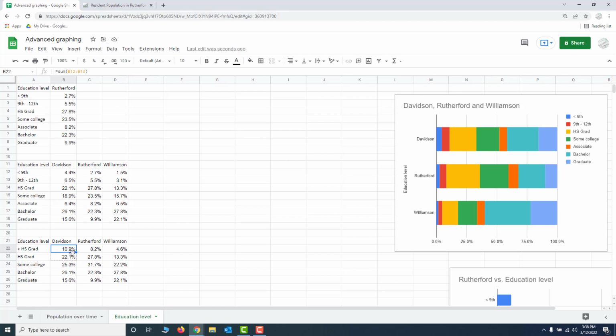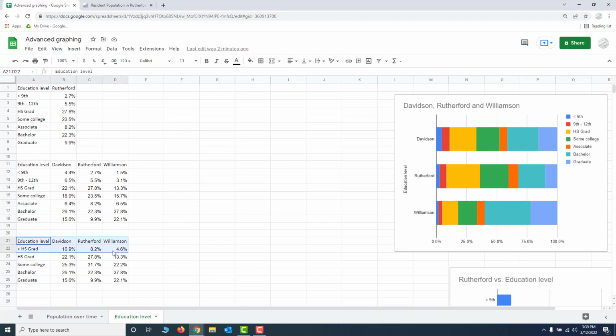Actually, I didn't copy it down the column because some of these work a little bit differently. But I was able to copy it horizontally across the row, and it did the same thing for Rutherford and the same thing for Williamson. So anyway, the point is I used some Excel, some spreadsheet functions to quickly collapse the data into just 5 categories instead of the original 7. So now I have less than high school graduate, a high school graduate, some college. That would be people who went to college but didn't get a degree, or people who got an associate's degree, a 2-year degree, and then bachelor's and graduate broken out separately.